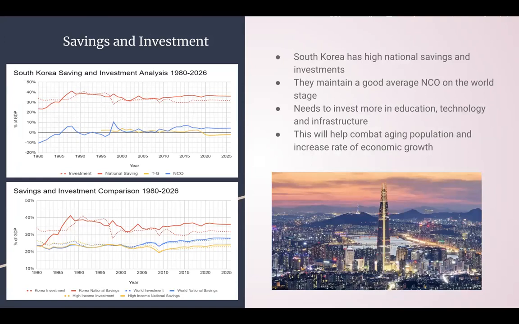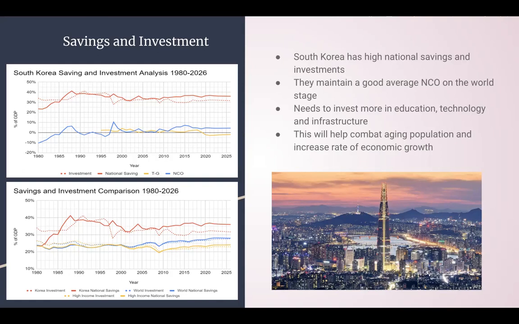Now, coming to savings and investment. As per the data, we can observe that South Korea has been keeping its investments on par with its national savings since the 1980s. However, this has somewhat dipped in the past decade, where the investments have fallen below national savings. South Korea does a great job maintaining an investing average greater than that of high income countries in the recent decades. A steady, low volatile NCO has established South Korea as a key player in the international economy.